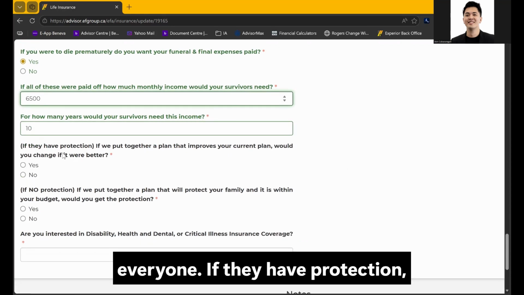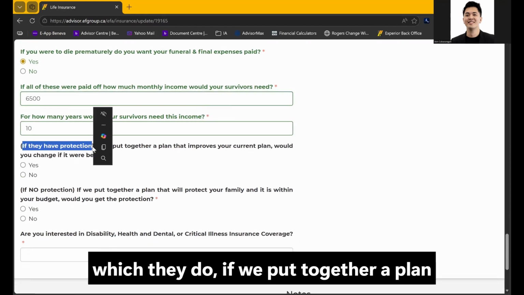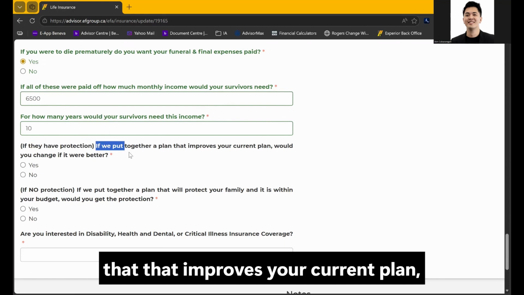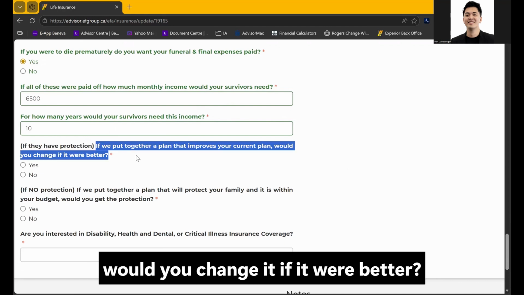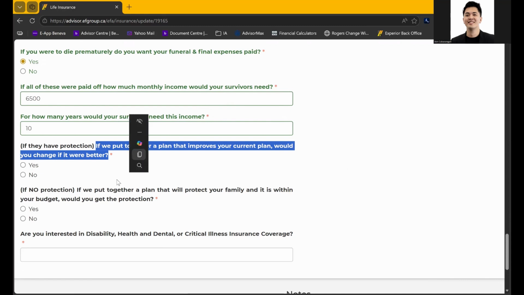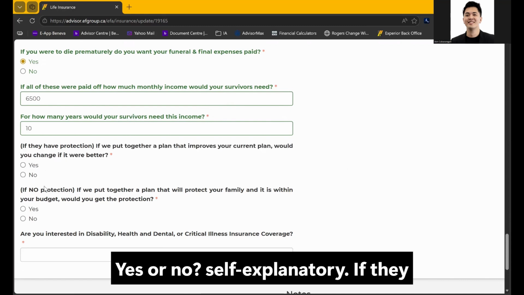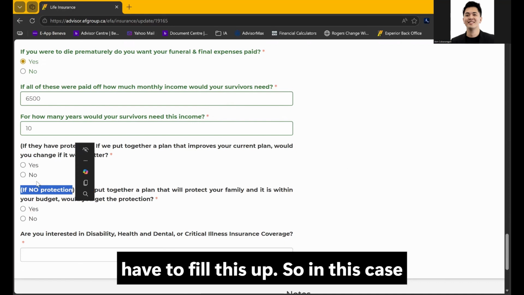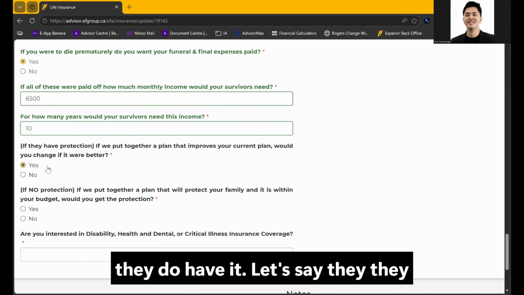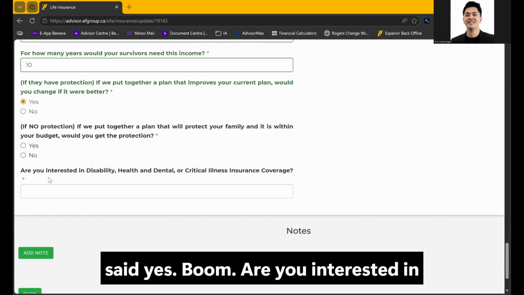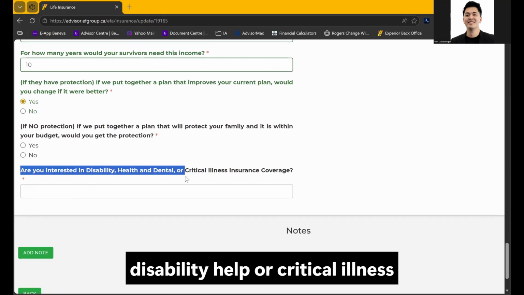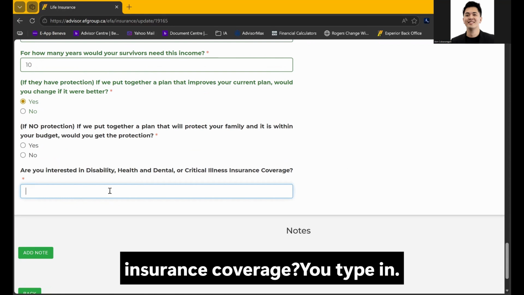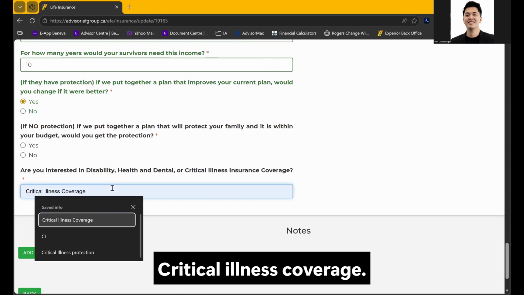If they have protection, which they do, if we put together a plan that improves your current plan, would you change it if it were better? Yes or no? Self-explanatory. If they don't have any protection, then you don't have to fill this up. So in this case, they do have it. Let's say they said yes. Boom. Are you interested in disability, health, or critical illness insurance coverage? You type in critical illness coverage.